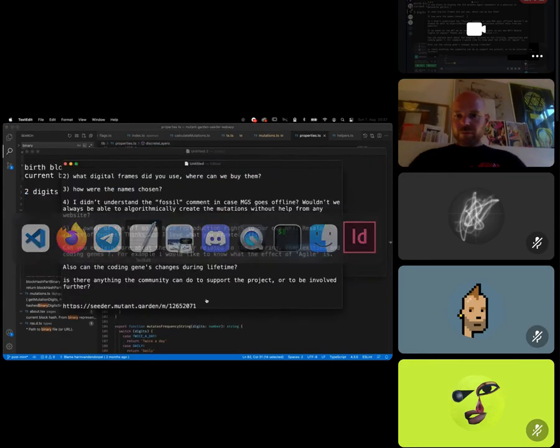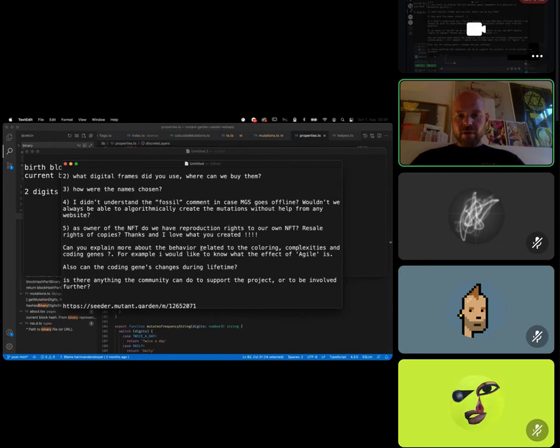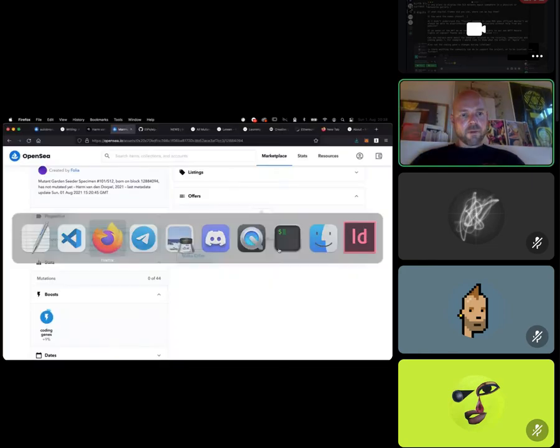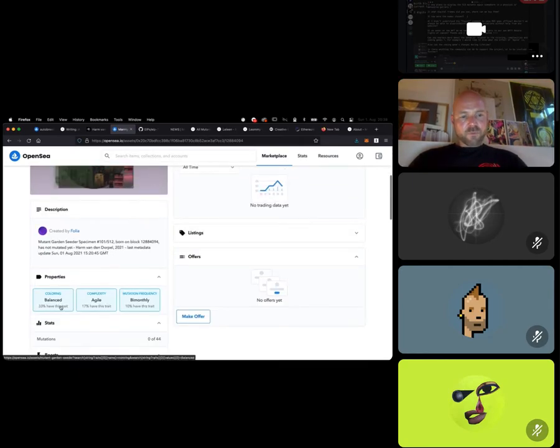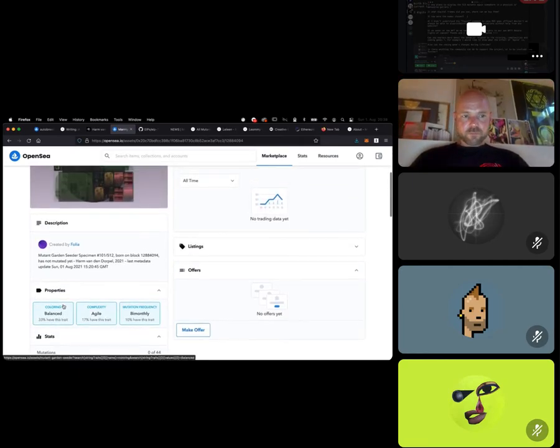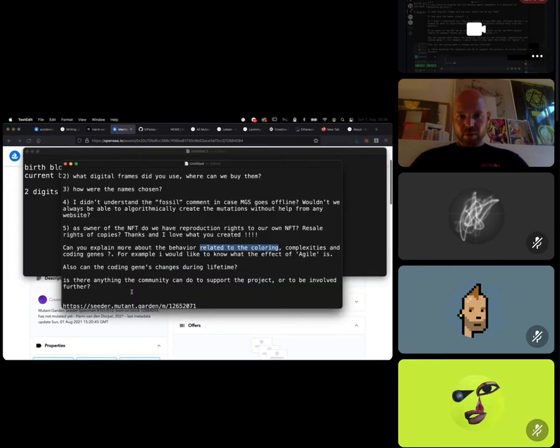Then there was a question related to the coloring. Yes. So, for example, this one has a balanced coloring. That means that it's the HSL color space.